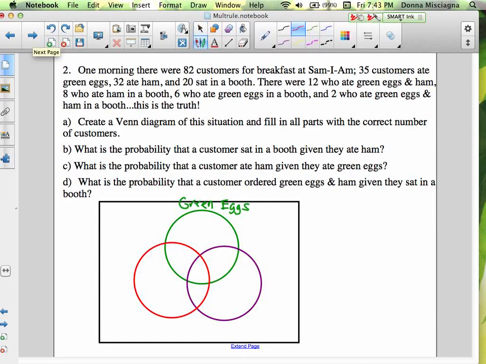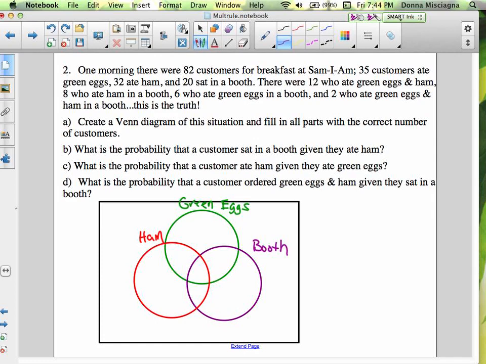The red is going to be the ham, although it's green too. It sounds disgusting. And the purple, I did purple, is going to be the booth. And we always have to start with the intersection.